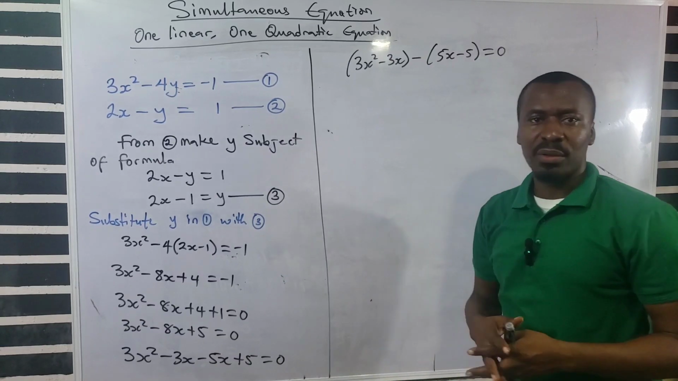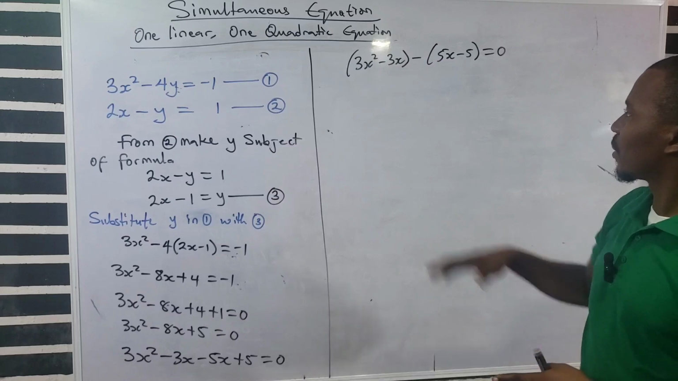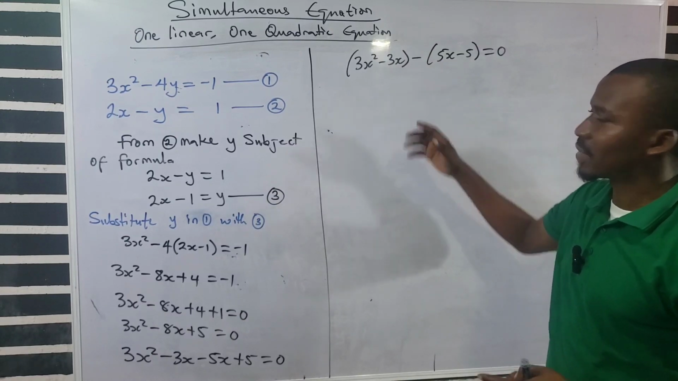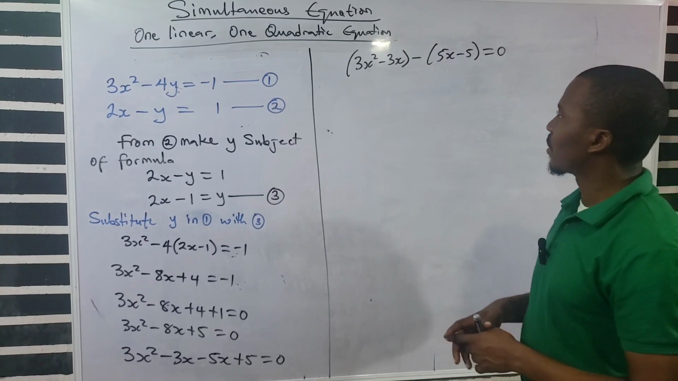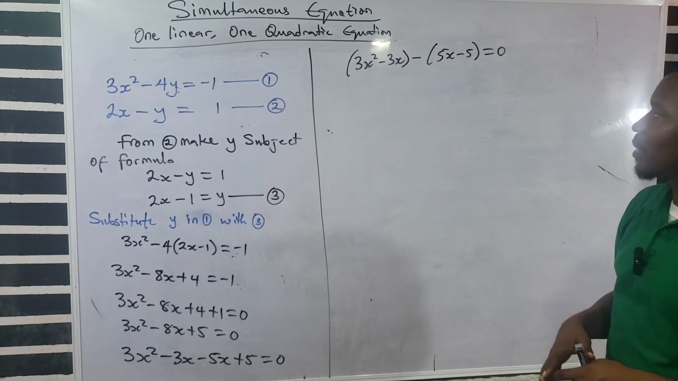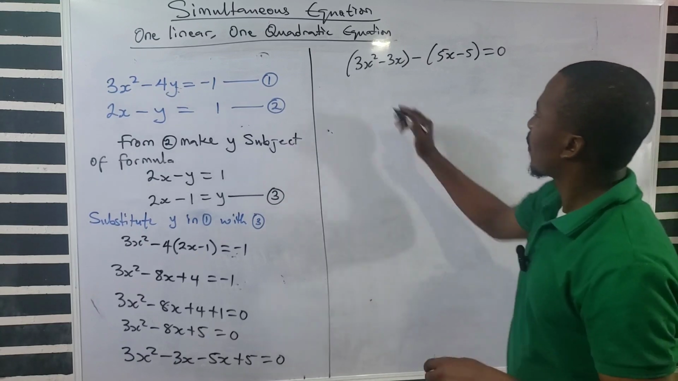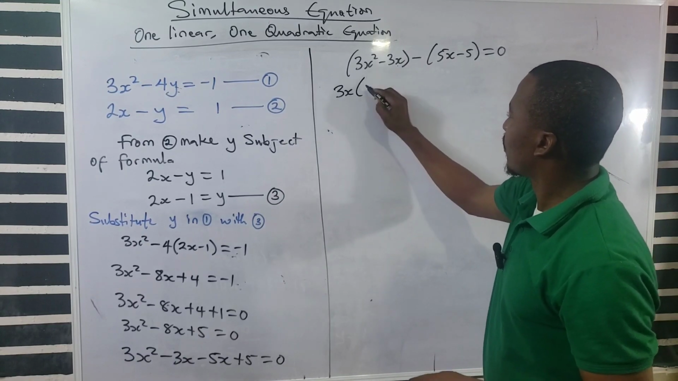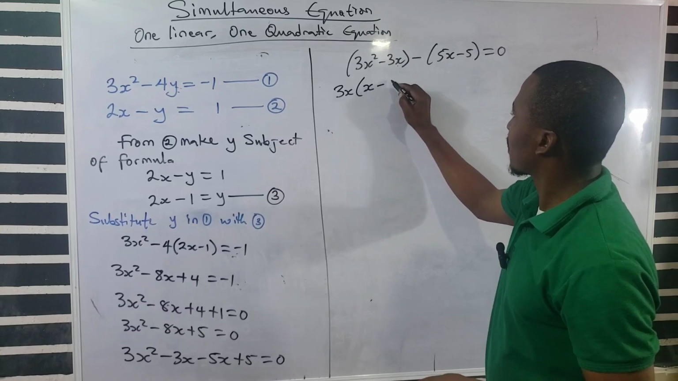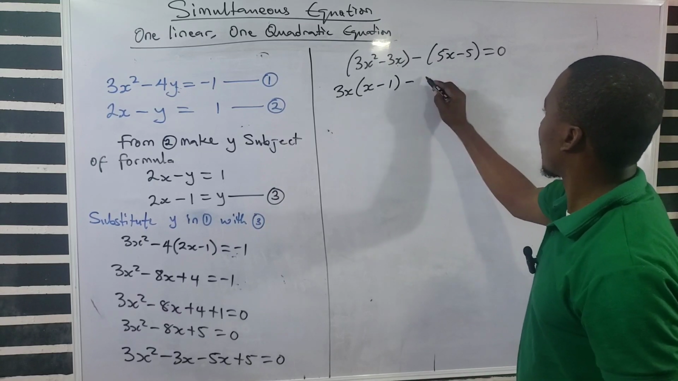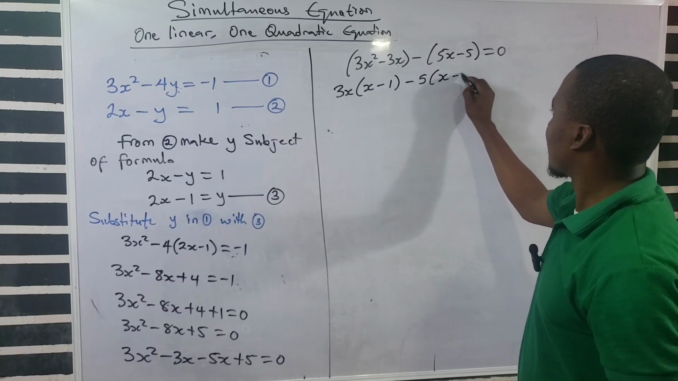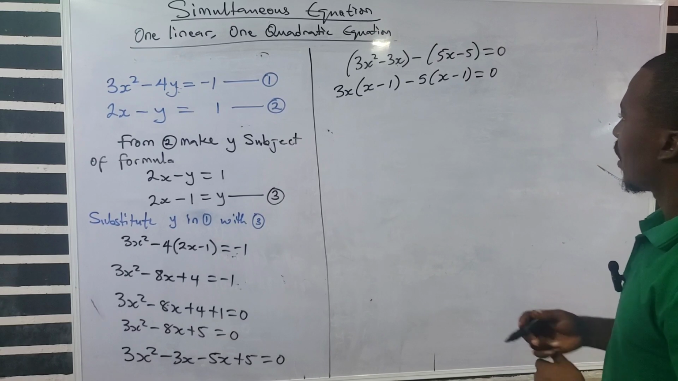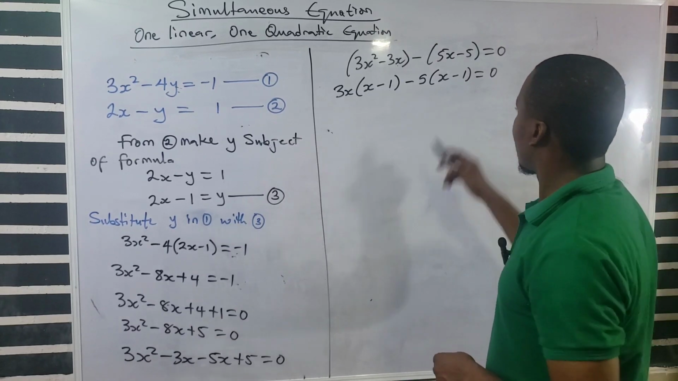We have a video on factorization, so if you don't understand this part, I think you can still check out the videos on factorization of quadratic equation. So what is common here is 3x. So we'll bring it out. We have x minus 1. And what is common here is 5. We have x minus 1 equal to 0. Okay. So x minus 1, x minus 1.